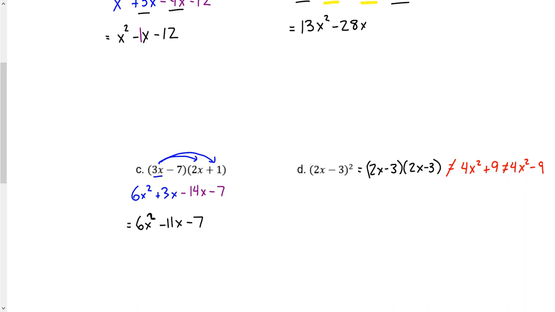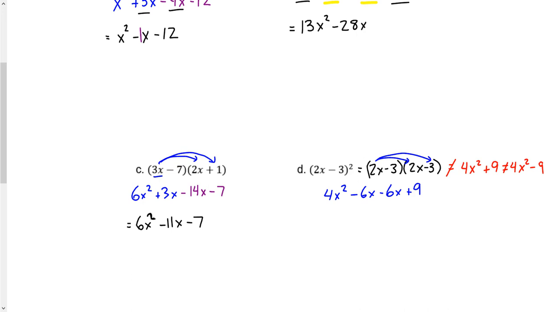This is what it equals, which means this is a thing that we need to properly distribute. Again, I'm just drawing the arrows for demonstration and illustrative purposes. We can properly do our work otherwise. 2x by 2x is 4x squared. 2x by negative 3 is a negative 6x. Negative 3 by 2x is another negative 6x. And negative 3 by negative 3 is a positive 9.